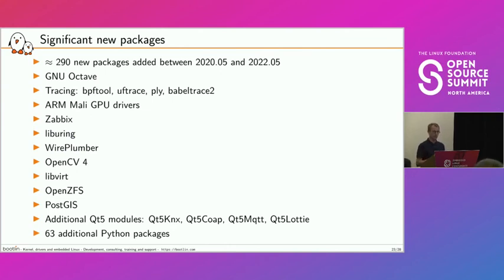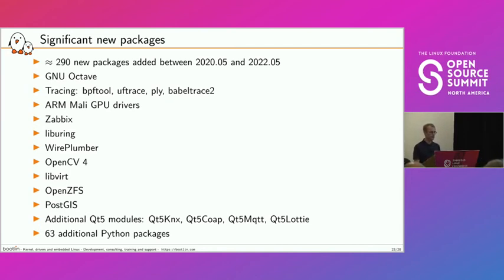Obviously, one of the things that we've done, you've seen this curve, right? This kind of flat line of new package addition over time. So we've added more packages over the past 2 years. There's no mystery about that. So we've added about 290 new packages over 2 years.